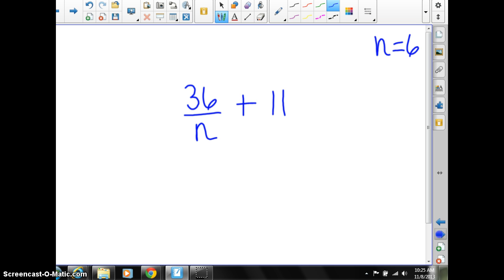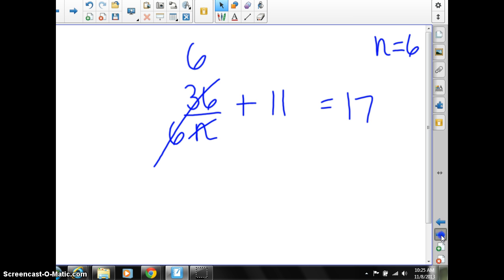Okay, sneeze first. So nobody erase, just show me your board, and then Sarah's going to talk us through this. Go ahead, Sarah. What I did is I divided 36 by 6, which is 6. And then I did 6 plus 11 equals 17. Good work. Looking good, you guys. Okay, let's try another one.